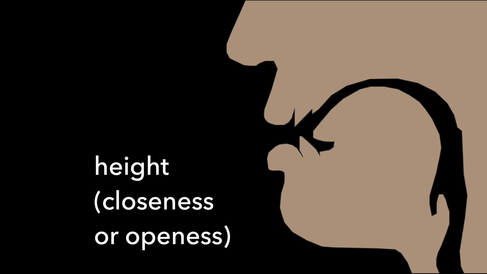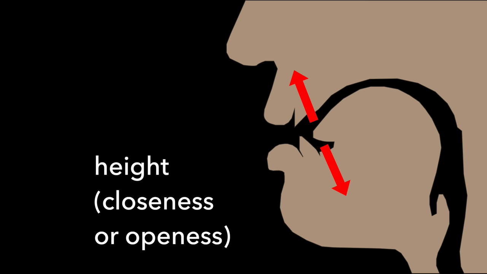The three main features of vowels are height, backness, and roundness. Height is the openness of the mouth, really of the jaw, how high the tongue and the jaw are, how closed they are, or relatively, how open they are. And that's sort of a vertical kind of axis. That's called height, or openness or closeness.